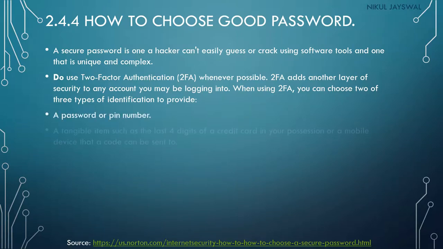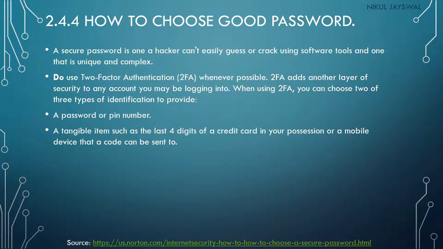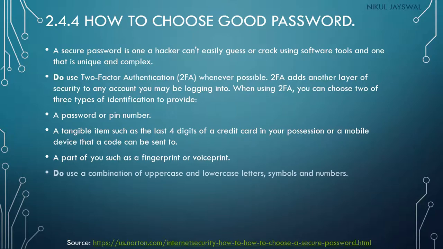Then a password or a PIN number, a tangible item such as the last four digits of a credit card in your possession, or a mobile device that a code can be sent to. These are examples of two-factor authentication. In the first factor, we use the password or PIN, and in the second factor, we use the last four digits of a credit card, or we use mobile phones to send OTPs. A part of you, such as a fingerprint or voice print, we should also use as two-factor authentication.